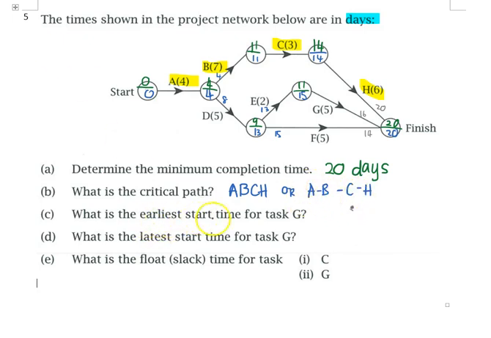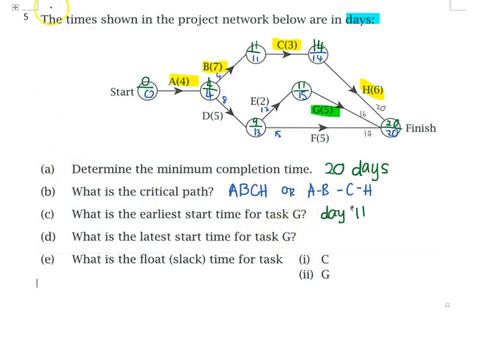Okay, so next one. What is the EST for task G? So where is your task G? Task G is over here. They ask what time you are going to start task G. Of course the EST value is the value above. That means you are going to start G on day 11, the beginning of day 11. Therefore you start not 11 days, but you better write day 11.